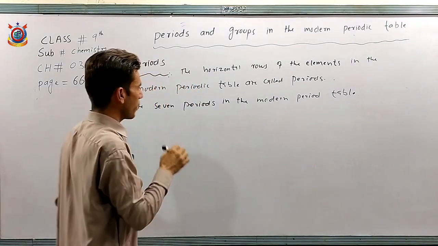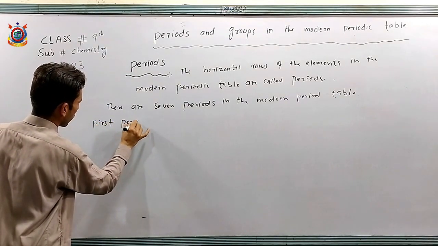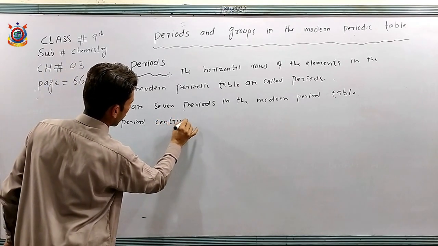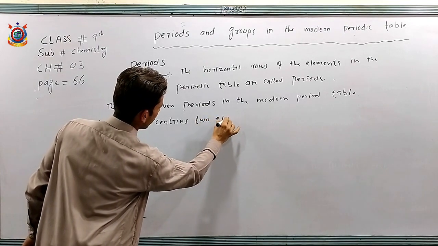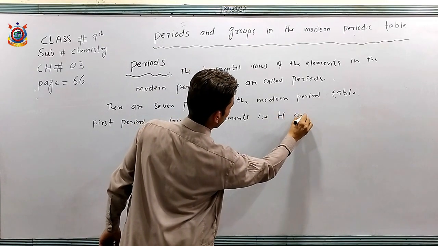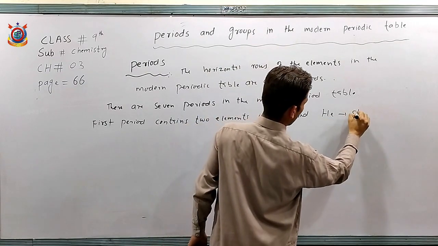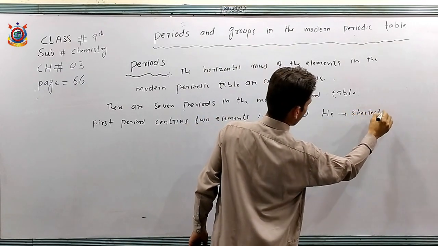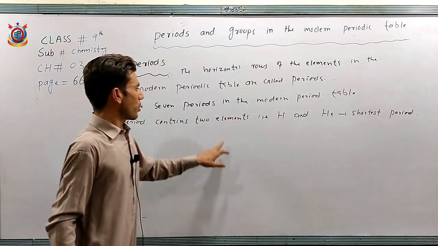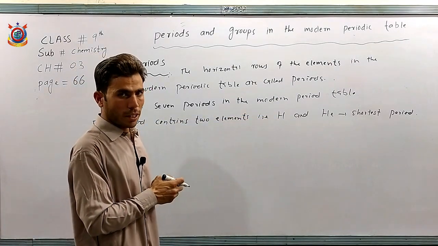If you talk about the first period, the first period contains two elements, hydrogen and helium, and it is called the shortest period of the periodic table.